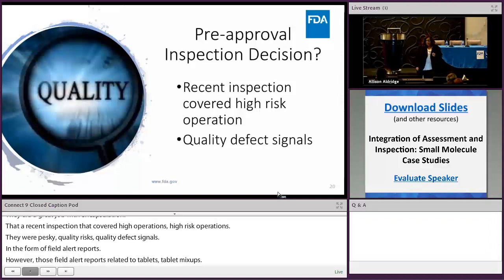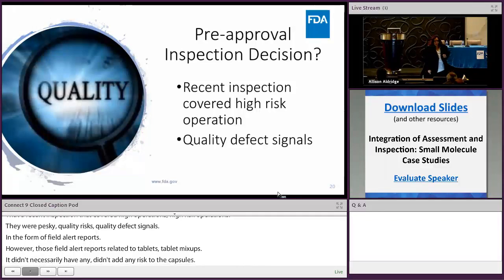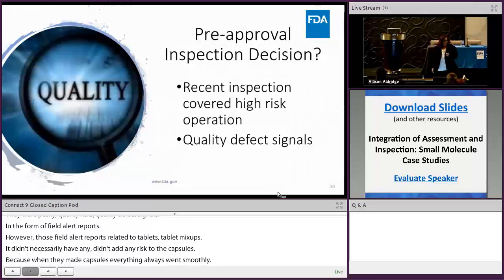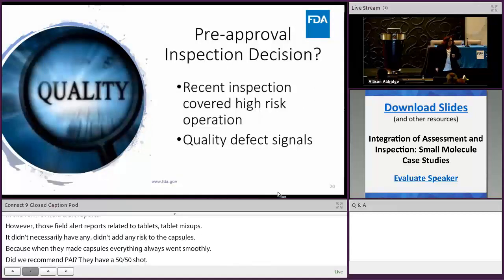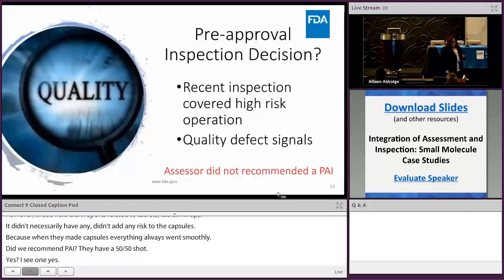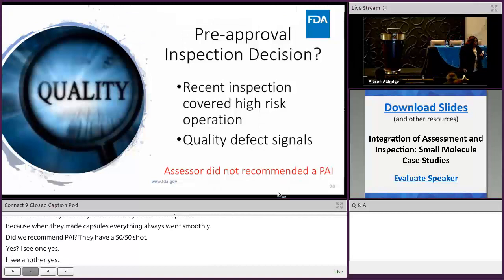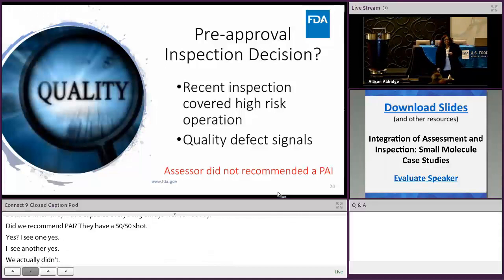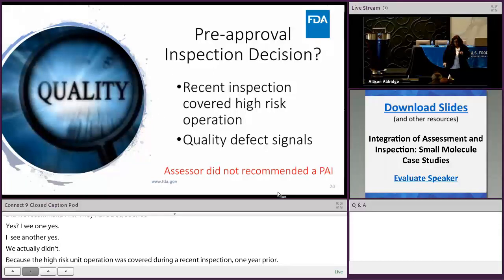So did we recommend a PAI? We got a 50-50 shot at this. Yes, I see one yes. See another yes. We actually didn't, because the high-risk unit operation was covered during a very recent inspection just 1 year prior. And even though they had issues in the past, it looked like they had all been worked out. So that's always a plus.